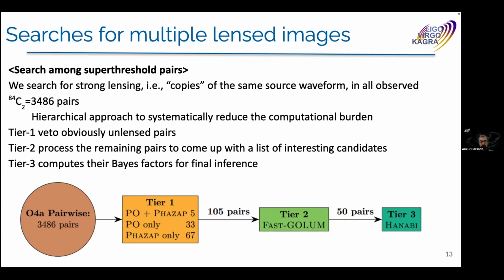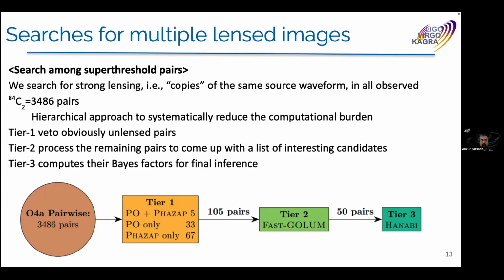So to reduce the computational burden of analyzing all of these pairs, we use a hierarchical approach to systematically veto obviously unlensed pairs. So there is a tier 1 consisting of 2 pipelines, which identifies those which are obviously not copies of each other. So this could be because, let's say, one of them is a 10-10 solar mass binary, while the other is a 100-100 solar mass binary. They are definitely not copies of each other.